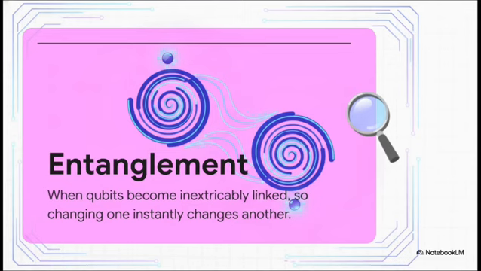The first of these is entanglement. Entanglement occurs when two or more qubits become inextricably linked together. If you change the state of one entangled qubit, the state of the other changes instantly, regardless of the physical distance between them. Albert Einstein famously couldn't stand this idea. He called it spooky action at a distance. But in a quantum processor, this phenomenon is absolutely crucial because it allows qubits to share a completely unified state.